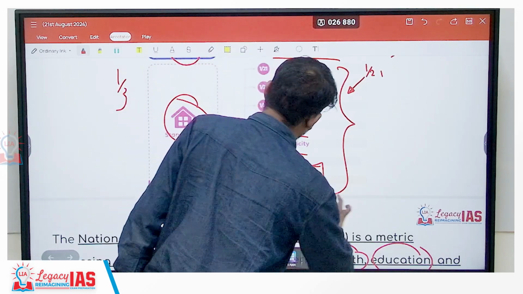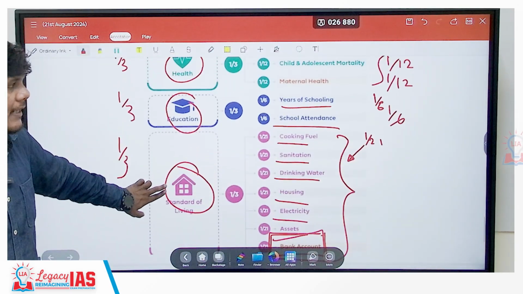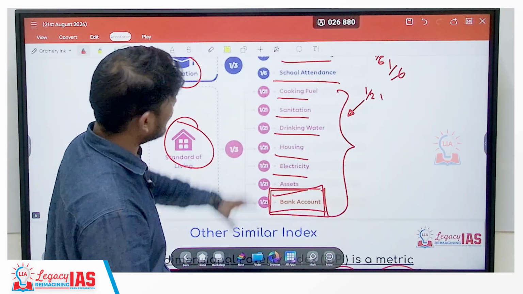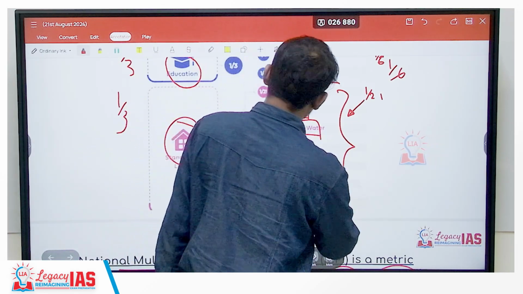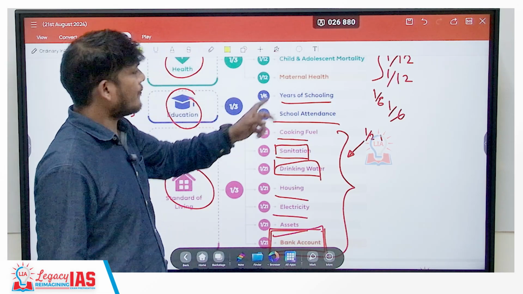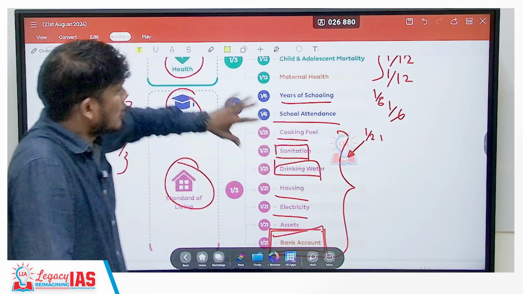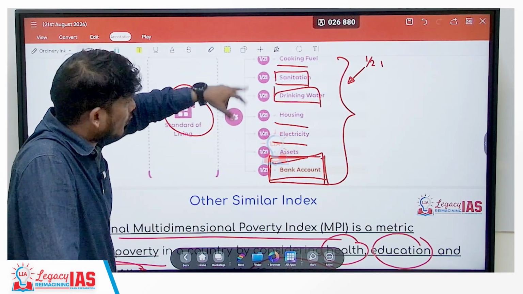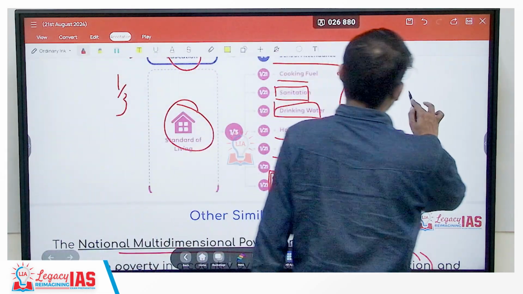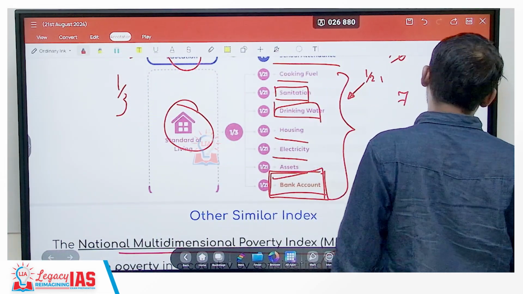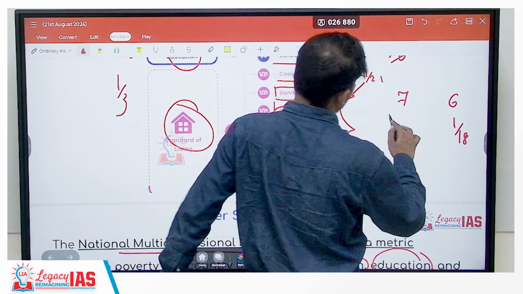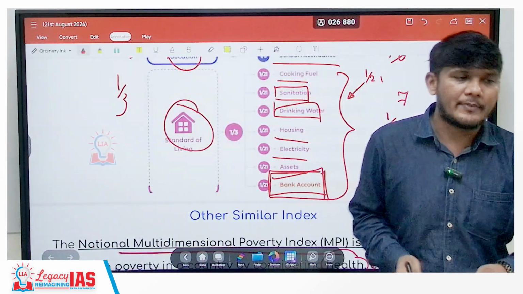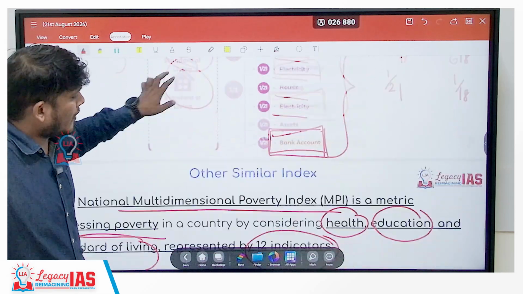This bank account, I think, is the one which was not present in the multidimensional poverty index. The rest you will find similar. Sanitation is there, drinking water, housing. There you have years of schooling, yes, and I think school attendance also. So it is on a similar pattern, but it is more refined and new, and the weightages here are different. Since there the standard of living had 6 indicators, each would have been 1 by 18. Here it is 7, so each is 1 by 21. So there is a slight difference. You can read both of them parallelly because the question can be based on the nuances between the two. But it is on the same lines.